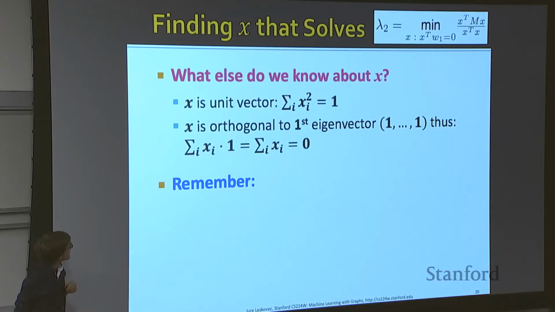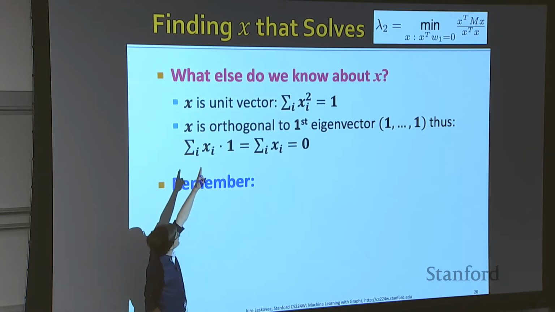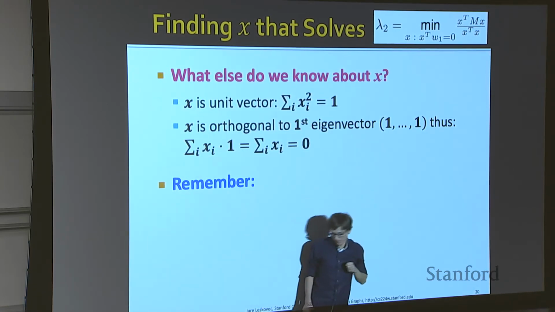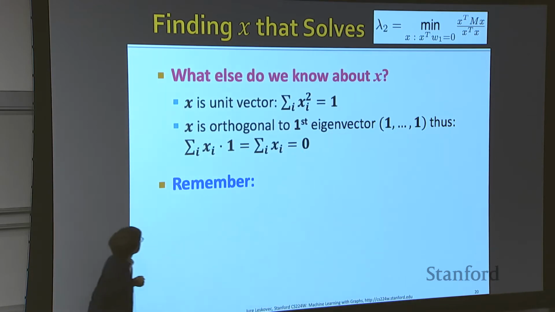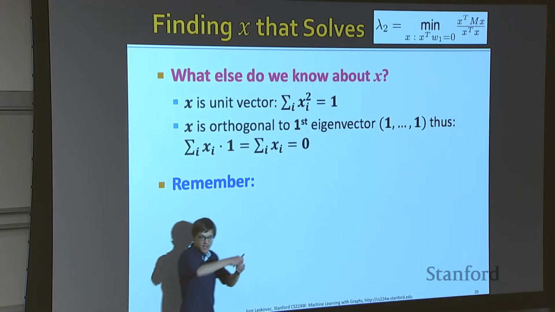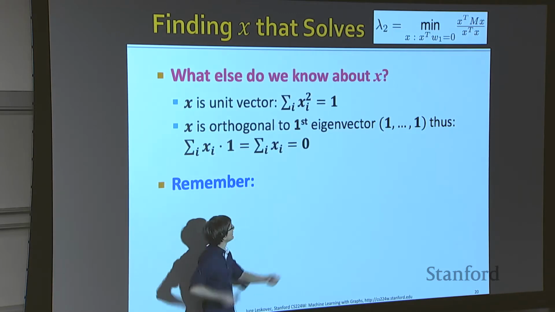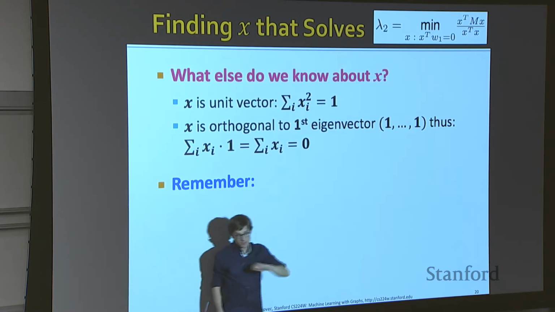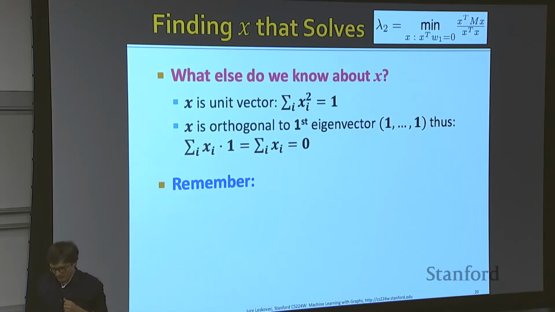Okay, so now the question is, let's try to find x that solves this optimization problem. The idea is the following. What do I know about x? I know x is a unit vector, because it's an eigenvector, and eigenvectors have unit length, so the sum of the entries xi squared equals 1. Its Euclidean length equals 1.